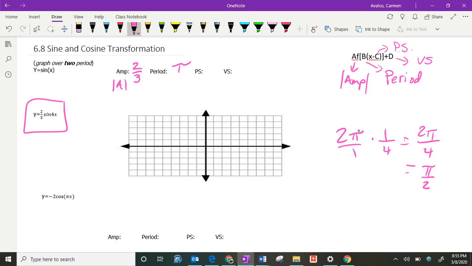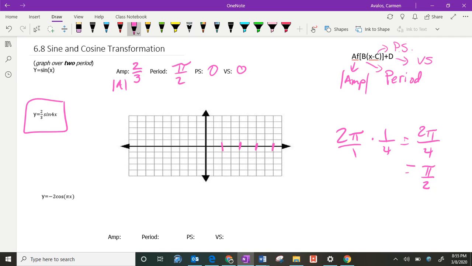That means that the new period is no longer 2 pi. Now we've shrunken the horizontal x values, or angles, so everything's going to happen between 0 and pi over 2. There is no phase shift because there's no C, and there's no D, so therefore there is no vertical shift up and down. We're still going to separate because we're shrinking it.